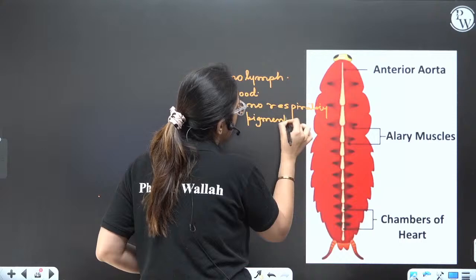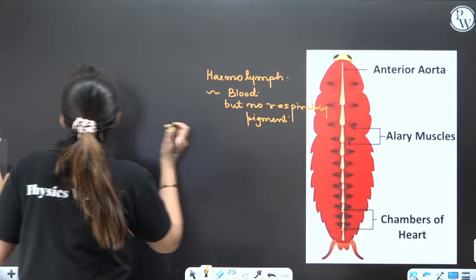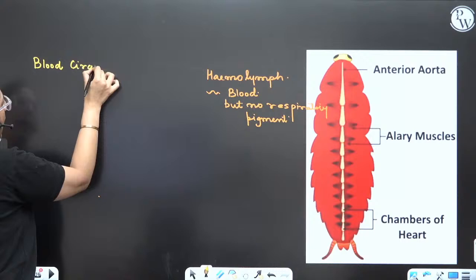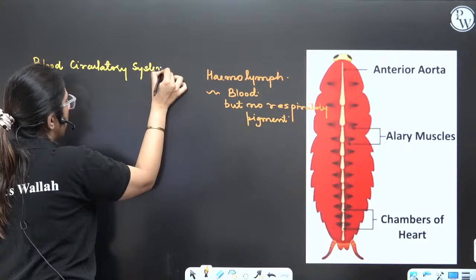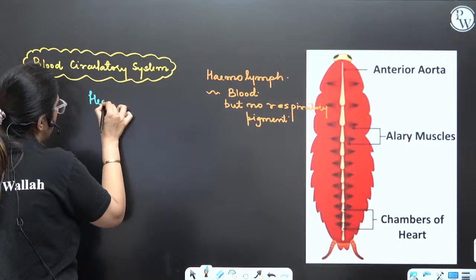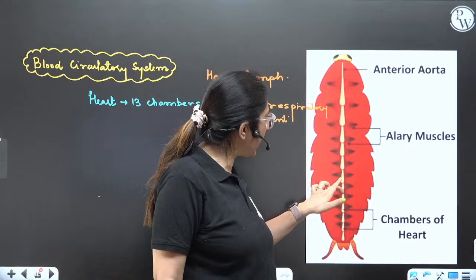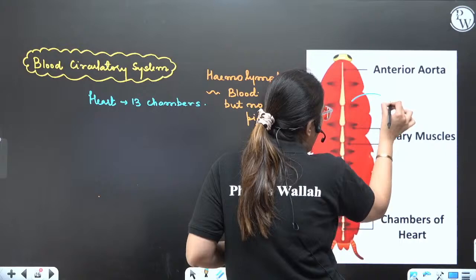In our case, blood flows in capillaries. Here, blood doesn't flow in capillaries. Now, what type of circulatory system do they have? Let's talk about the blood circulatory system. What they have is the heart, and their heart has 13 chambers. Guys, this is 1, 2, 3, 4, 5, 6, 7, 8, like this 13 chambers are present. These 13 chambers of the heart are attached with the alary muscles.